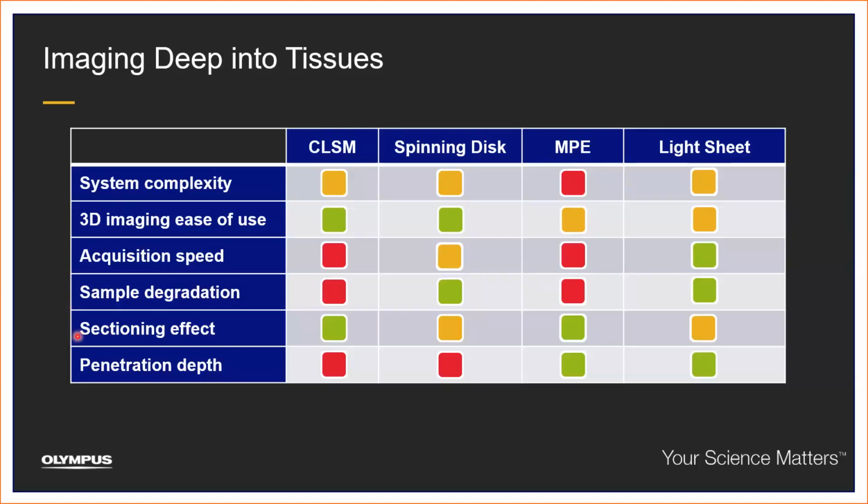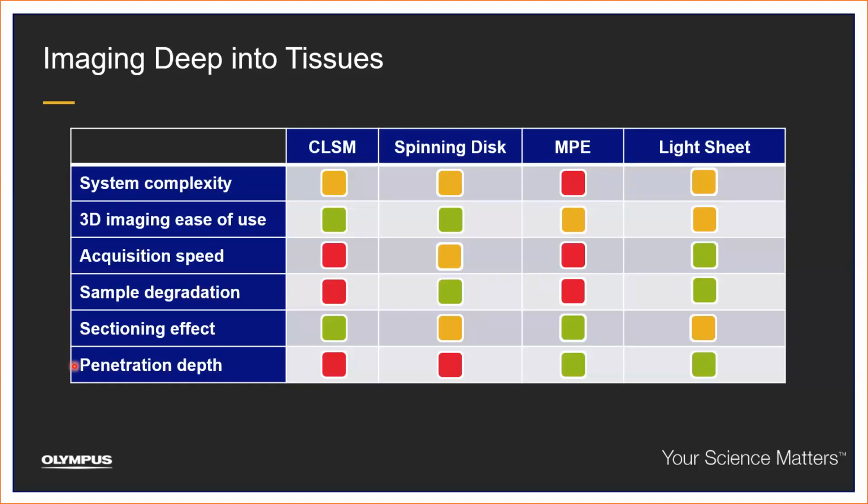Now, spinning disk systems also have a set of pinholes, so one could argue that they have a similar sectioning effect as confocal systems, but they do suffer from a little bit of crosstalk between various pinholes, which is why the pinhole effect is not as remarkable compared to confocal systems. However, when you look at penetration depth, confocal and spinning disk systems do not perform as well as multiphoton and light sheet systems. So, overall, while confocal and spinning disk systems are well suited to image smaller samples at very high resolution, multiphoton and light sheet systems image larger samples better.